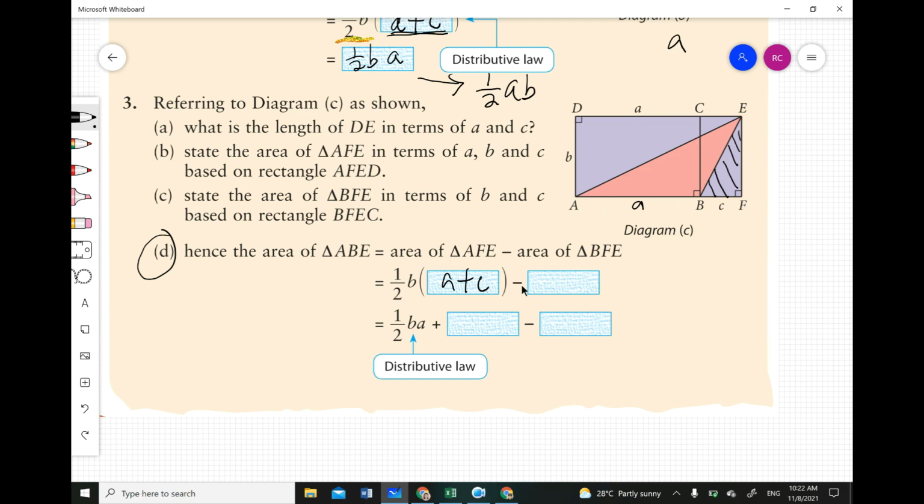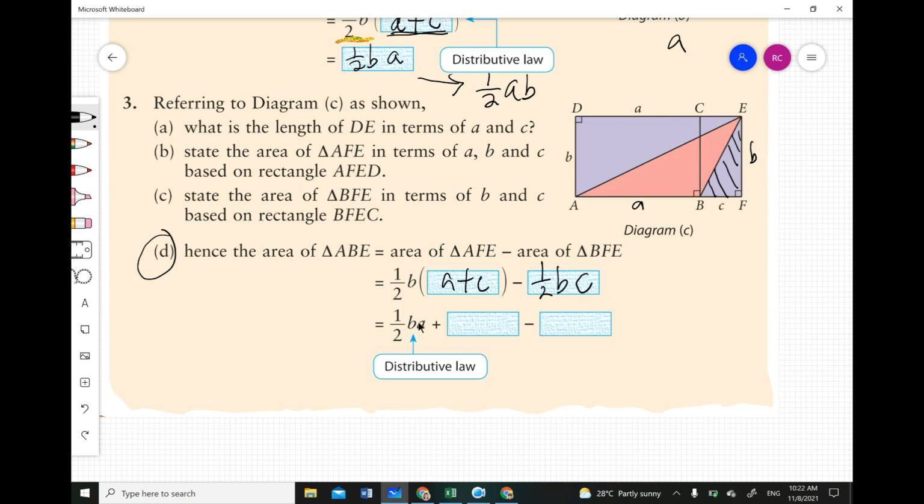Minus what? Minus 1 over 2 times B. So this is B, they already give you 1 over 2 times B, you just need to add on another C. Minus 1 over 2 times BC. Now if we extend the distributive law, it will be 1 over 2 times BA.